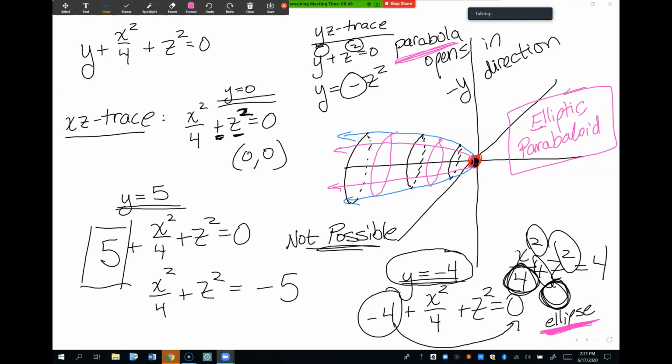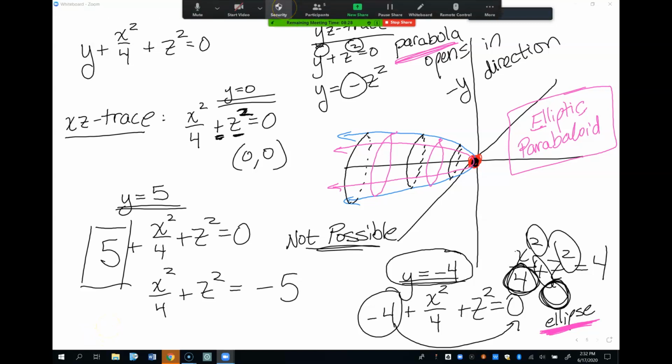All right, questions so far? All of our quadric surfaces, we can do the same thing with. Find all the intercepts, try to identify all the traces, and just see how all of those pieces kind of fit together to make our three-dimensional shape.